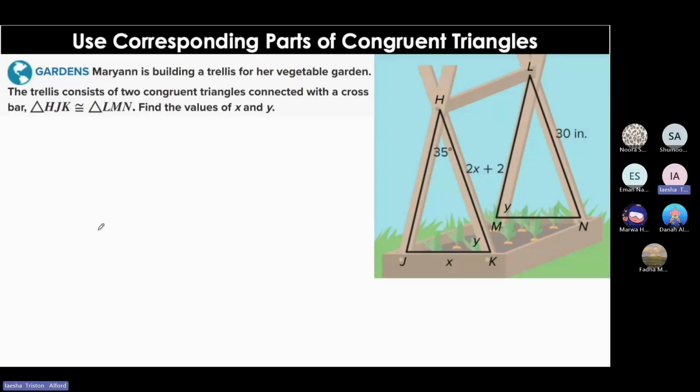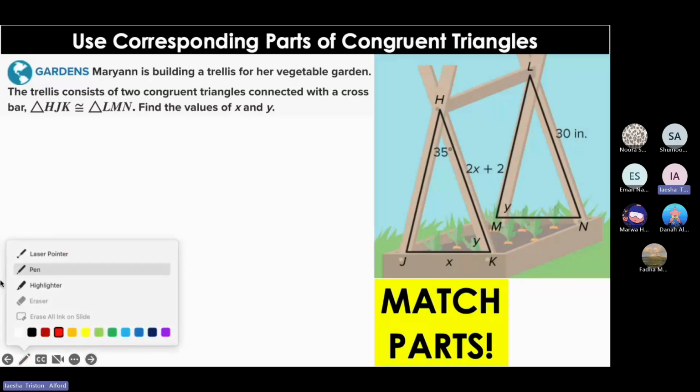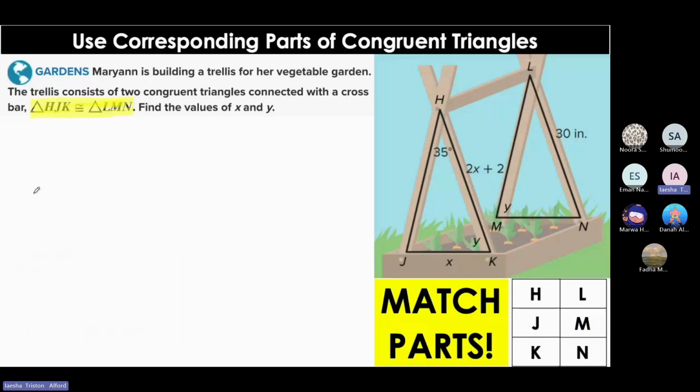First thing we're going to do is match. How do you know what to match? Where do you find the match? The statement. So in the writing, they're going to give you the statement. Here is the statement in the yellow: triangle HJK is congruent to triangle LMN.